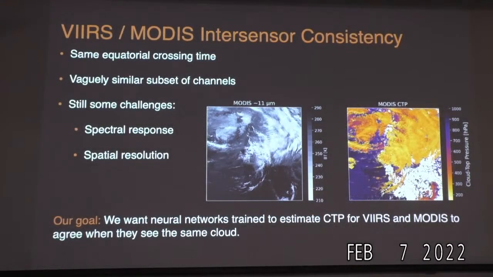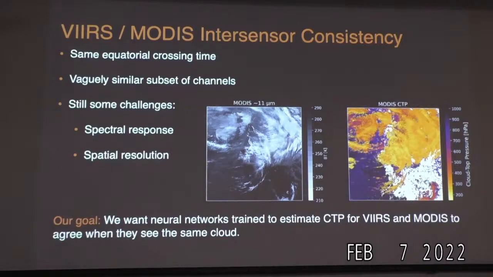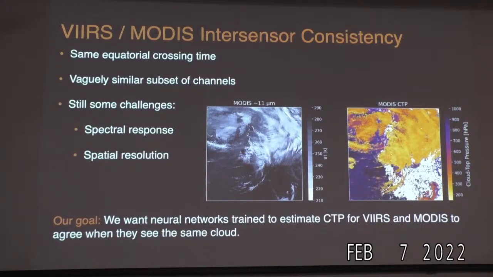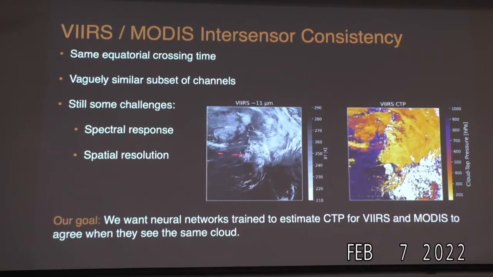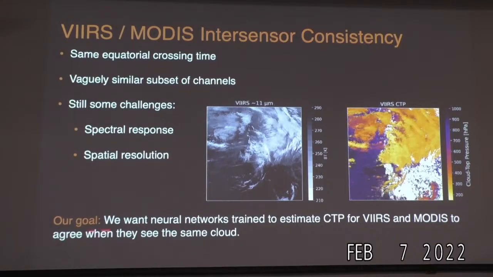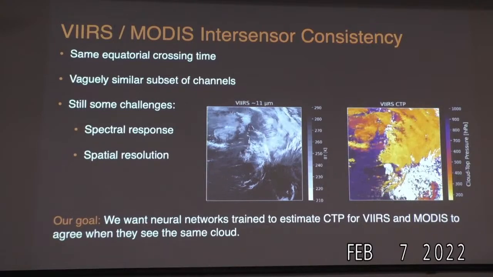In this part of the talk, I'm going to consider the simpler case of VIIRS and MODIS intersensor consistency. These are two imagers with similar equatorial crossing time. They have a vaguely similar subset of infrared channels used for cloud top pressure estimation, but there are still some challenges. The spectral response functions of those similar channels do not match exactly. The spatial resolution of these two imagers is also different. So our goal is, sorry, it's at the bottom, we want neural networks trained to estimate cloud top pressure for VIIRS and MODIS to agree when they see the same cloud. If they don't agree, that means there are going to be serious issues in whatever climate analysis we do afterwards.